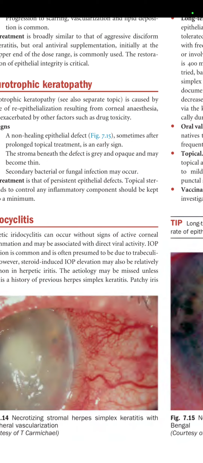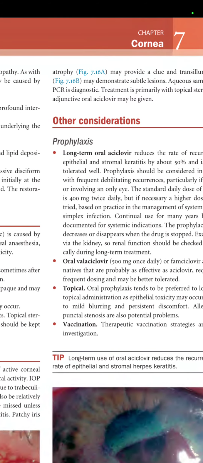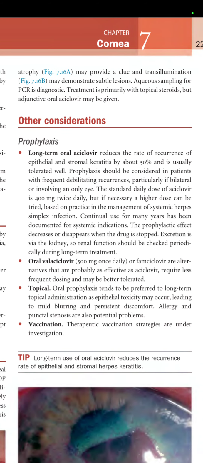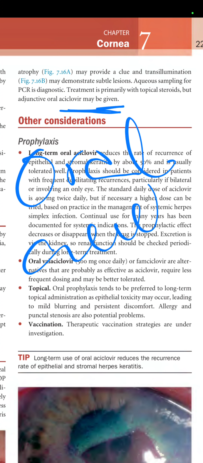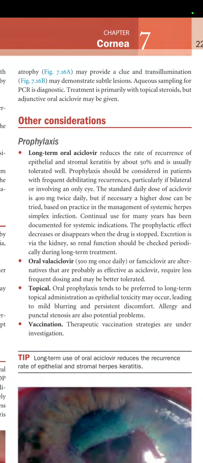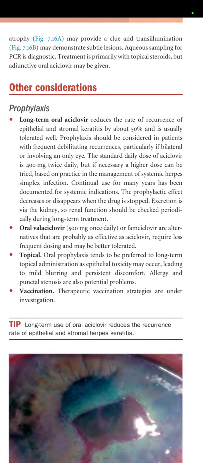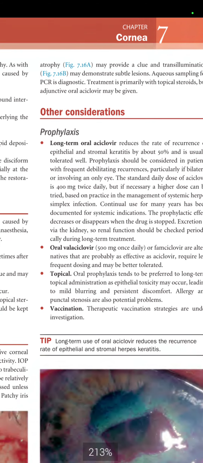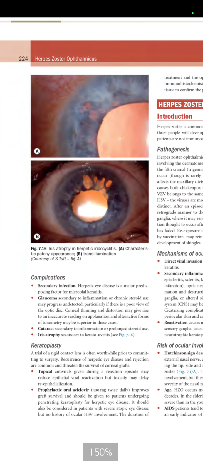And how do we diagnose it? We diagnose it by doing PCR. And one thing is also very important, that we give oral acyclovir in this case. Oral acyclovir, because anterior uveitis is an indication for giving the oral acyclovir. Other consideration. So you can see figure 7.16a and b.